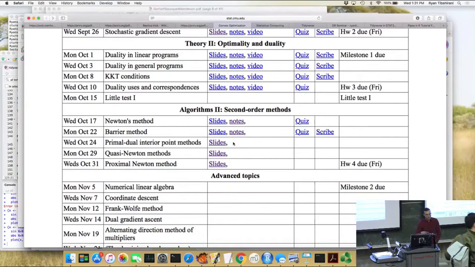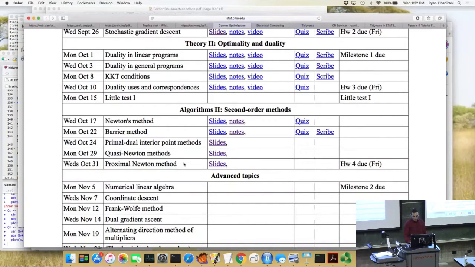Next week, actually, I'm gone, unfortunately. I'll be traveling to give a talk, and you're going to have a guest professor coming and giving the lectures, the 2 Newton lectures next week. And I put the slides already up in case you wanted to look at them.